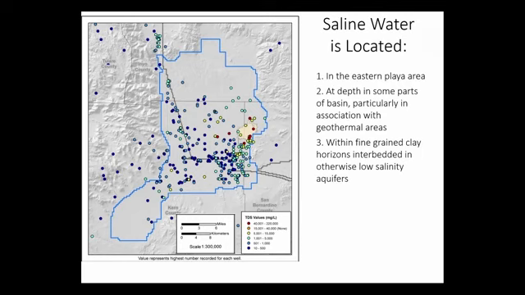So if you have pumping, then that can draw the water and the salt from any of these three sources of salinity and reduce the water quality.